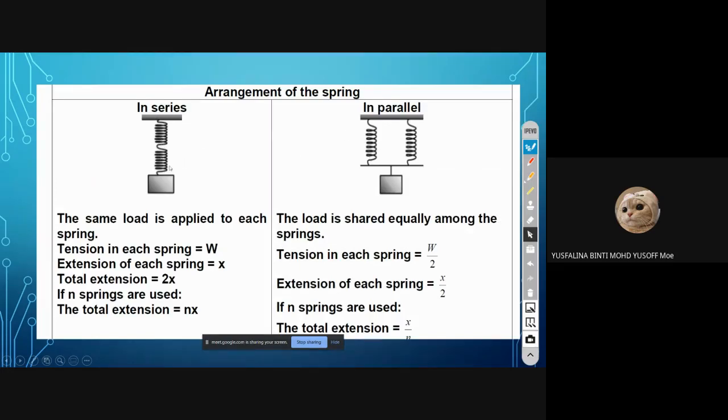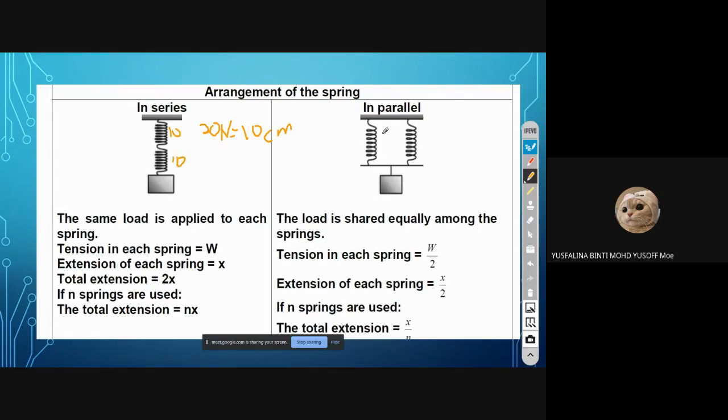Okay, so in series, let's say I put 20 Newton here. The extension of the spring will be 10 cm, let's say that's an example. So every spring, the extension will be 10 cm.